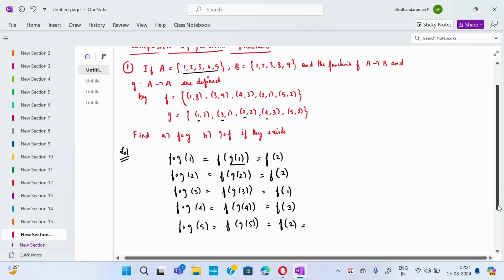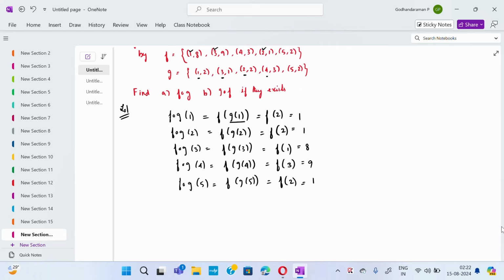Now we have to again write F of 2. F of 2: 2 is mapped to 1. So F of 1, 1 is mapped to 8. F of 3, 3 is mapped to 9. F of 2, again it's mapped to 1. So completed. F composition G exists.